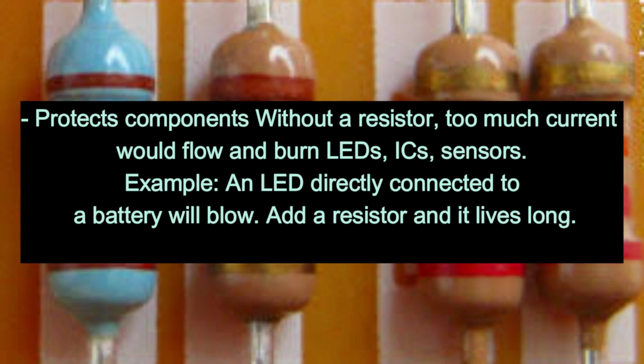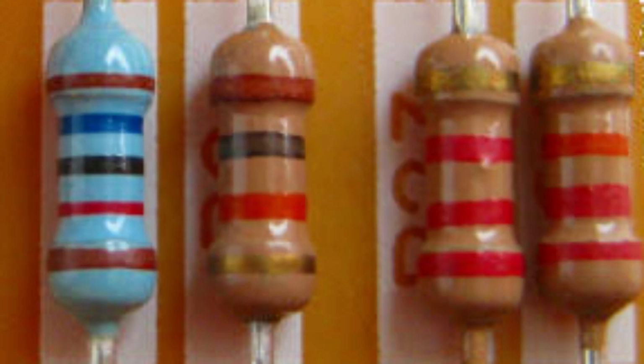Without a resistor, too much current would flow and burn LEDs, ICs, and sensors. Example: an LED directly connected to a battery will blow. Add a resistor and it lives long.